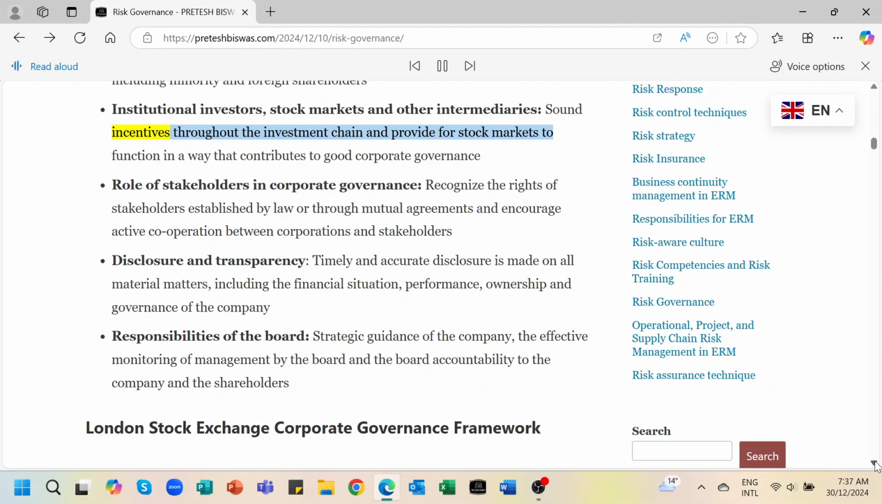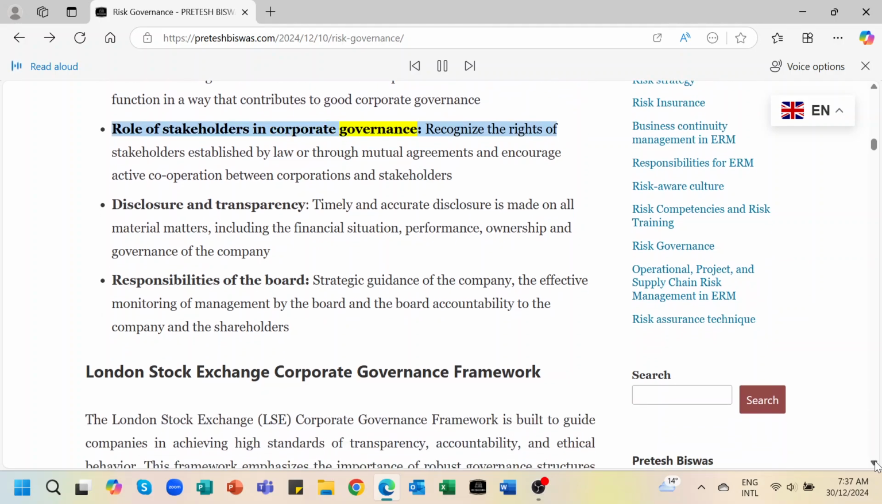Sound incentives throughout the investment chain and provide for stock markets to function in a way that contributes to good corporate governance. Role of stakeholders in corporate governance. Recognize the rights of stakeholders established by law or through mutual agreements, and encourage active cooperation between corporations and stakeholders, disclosure, and transparency.